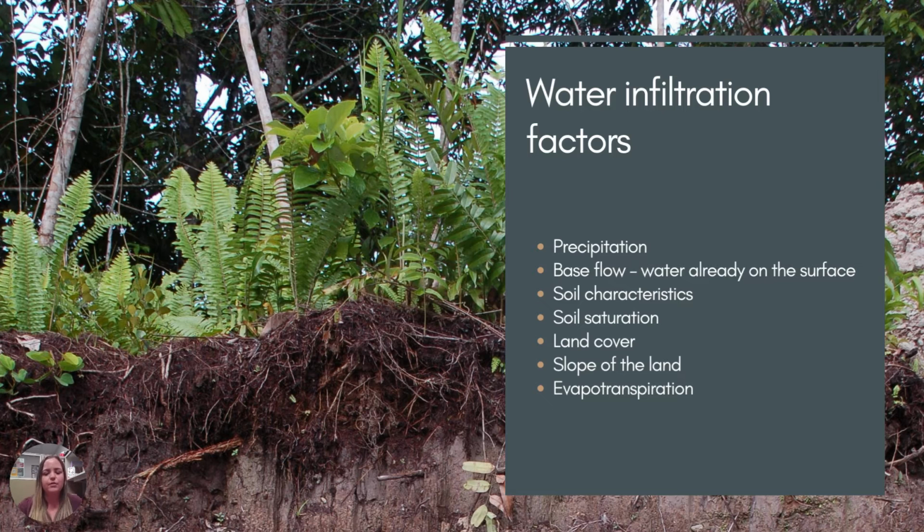Land cover, so what's on the surface. And then slope of the land, so if the slope is really high, infiltration won't happen very much. It's going to run off before it has time to absorb. And then evapotranspiration, so that includes the plants and the trees. We want to make sure that there's more of them there so that it can actually infiltrate.